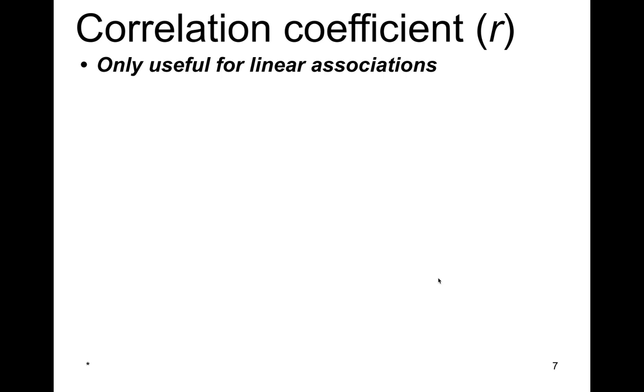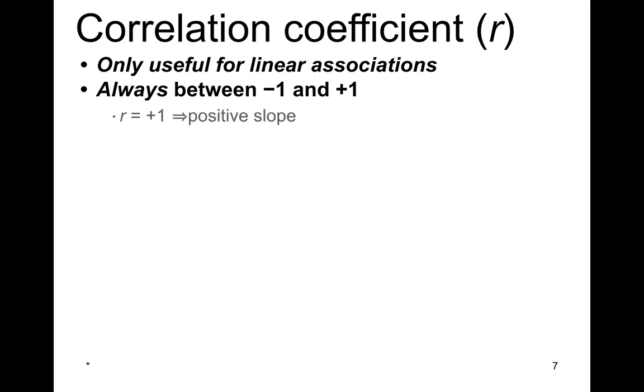In other words, if you have a curved scatter plot, a correlation coefficient is not going to be useful in terms of telling you how strong the scatter plot is. A correlation coefficient is always going to be between -1 and +1. That's just how it turns out. I will talk about in a few minutes how we calculate it. But it's always between -1 and +1.